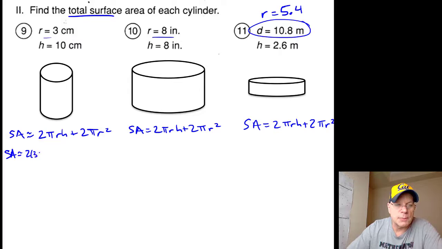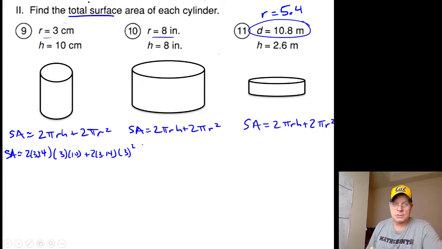2 times 3.14 times 3 times 10 plus 2 times 3.14 times 3 squared. Now, I had planned to just tell you when you crunch those numbers, you should get whatever it says on the solutions, but given my failure on the last slide, I think I'm just going to make sure I get the right thing. So I hope you double check your work. 188.4 is the first term.